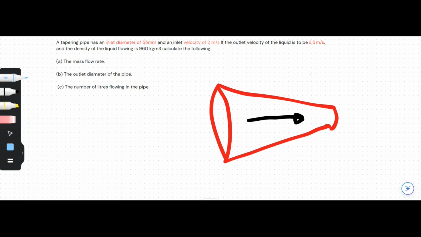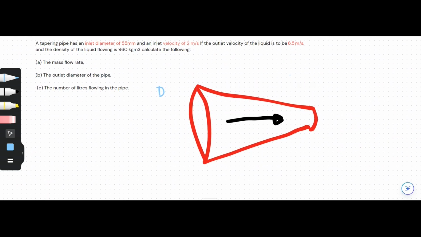So we know the inlet diameter is 55 millimeters, which means the diameter here is 55 mil. And the velocity here is 2 meters per second. The symbol for velocity for this type of thing is C. It's the inlet, so we put C1. That's going to be 2 meters a second.